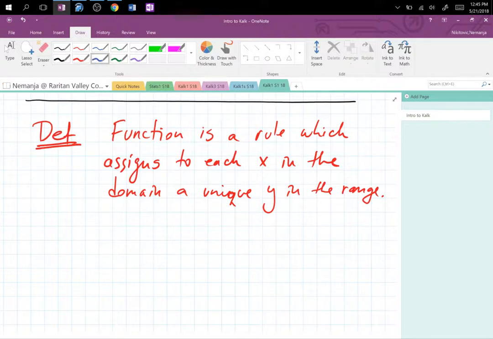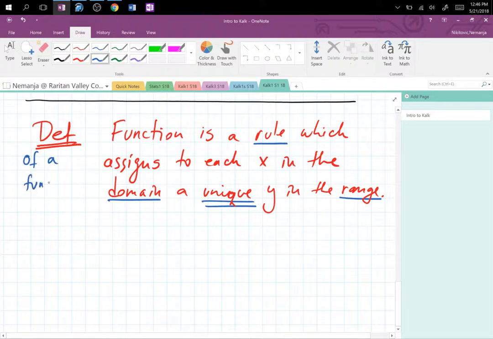We are going to underline the words rule, domain, range, and the word unique is going to be underlined twice. So these are the four important words. Now notice that the word unique is underlined twice. It's a tricky word. If you remove this word, the definition becomes relevant, but for a different concept. It becomes the definition of a relation. And this is the definition of a function.